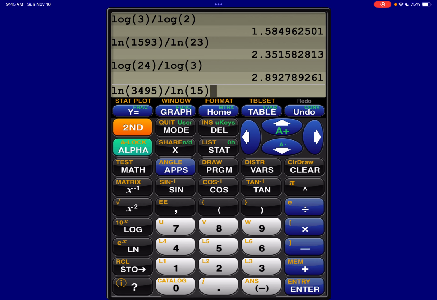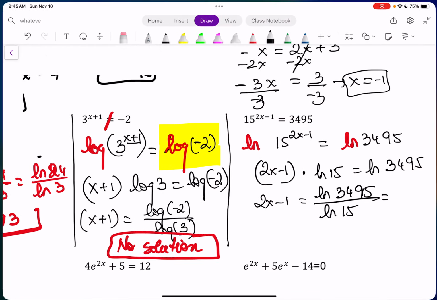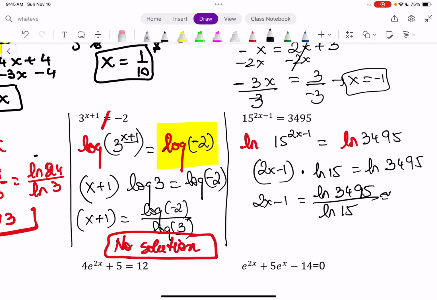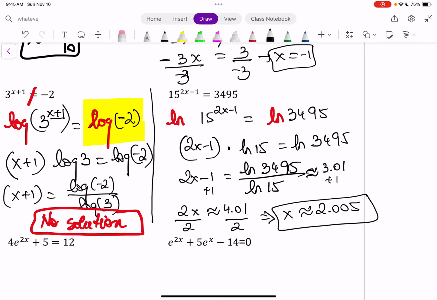You could have, again, used the common log button or this one, it doesn't matter. So the answer is about 3.01. Okay, so there it is. To further solve this equation, what else do we do? We add 1 to both sides, yes. So that's about 4.01, and then divide by 2, and that makes x about 2.005. There you have it. Very, very close to 2.